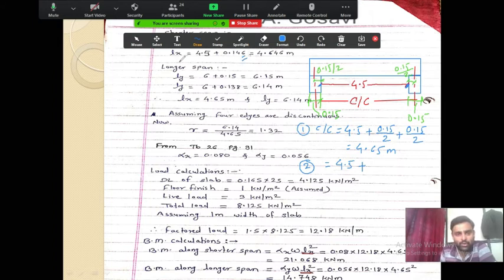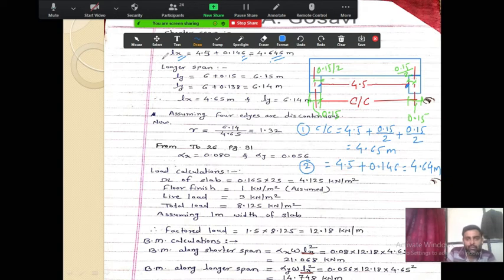Now we are doing it for the shorter span, that is Lx. What is our effective depth in x direction? It is 146 mm if you remember, so it will be 0.146. If you do the calculation it again works out to be 4.64 meter. So the lesser of these two is taken, and this value is lesser for the shorter span.